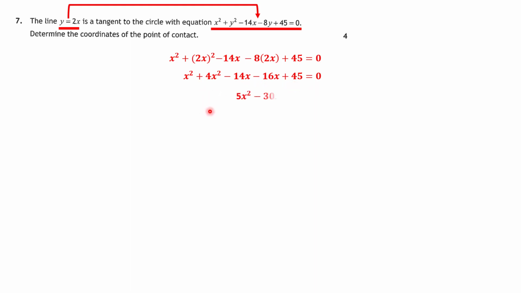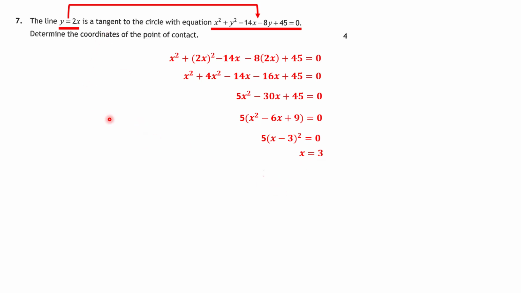We tidy this up now, so we get x squared plus 4x squared is 5x squared, and negative 14 take away 16 is negative 30x, and then plus 45. We have a common factor of 5, let's take that out. So we get 5 bracket x squared minus 6x plus 9 bracket equals 0. Now we know that this is only going to have one solution or one factor, so it's going to be x minus 3 all squared. x must equal 3. And that's consistent with the fact that it's a tangent.